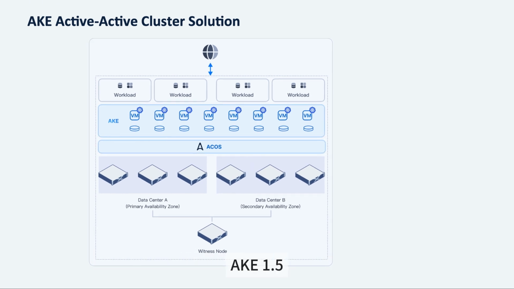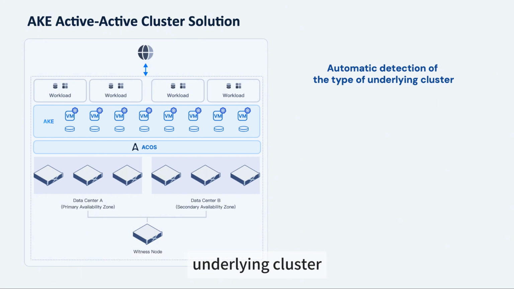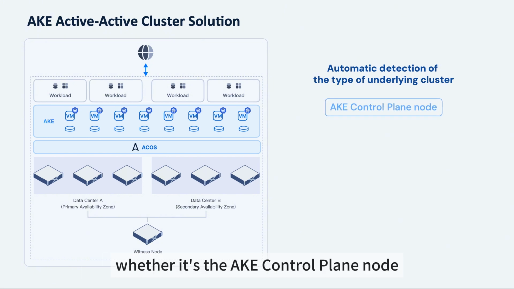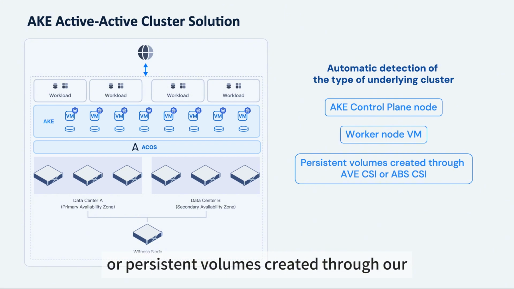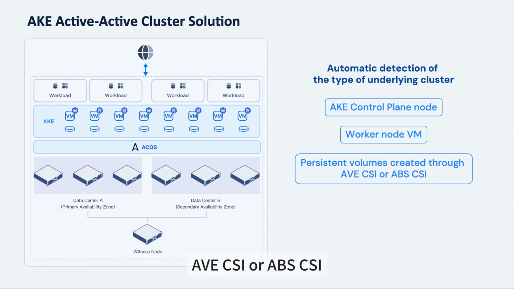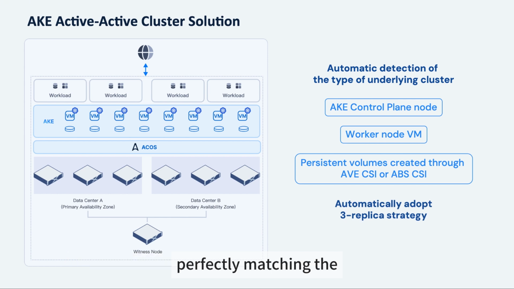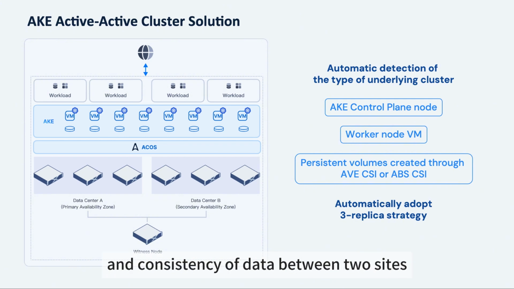Firstly, AKE 1.5 is capable of automatically detecting the type of underlying cluster. When deployed on an active cluster, whether it's the AKE control plane node, worker node virtual machines, or persistent volumes created through our AVE-CSI or ABS-CSI, they will all automatically adopt a 3-replica strategy, perfectly matching the active underlying infrastructure to ensure real-time synchronization and consistency of data between 2 sites.